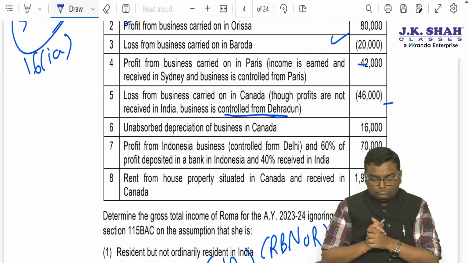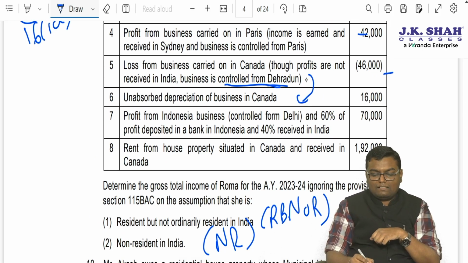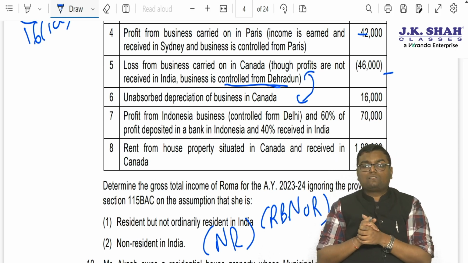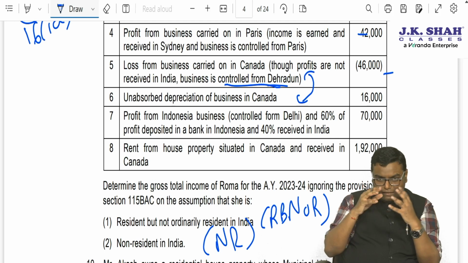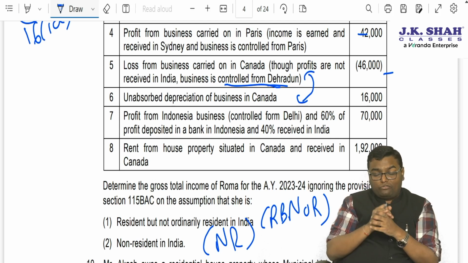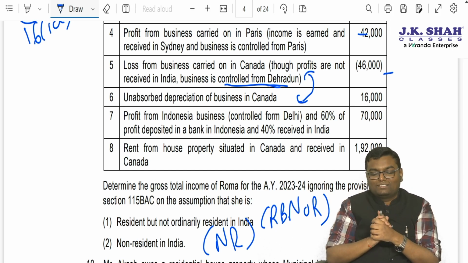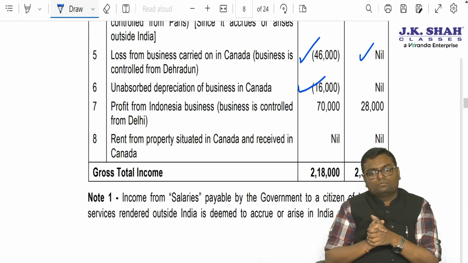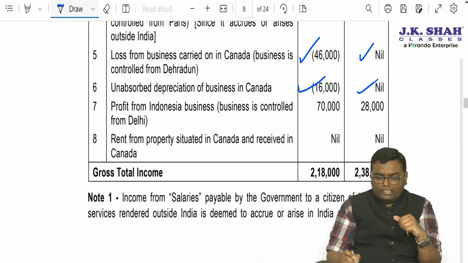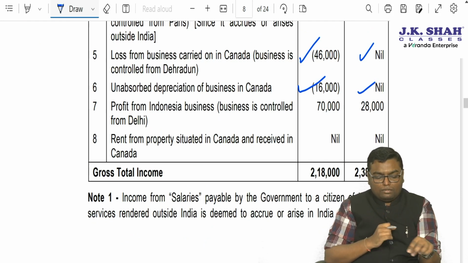Right? Unabsorbed depreciation of the business in Canada, of the same business, there is unabsorbed depreciation also. Can I say the same point? If the business is within the scope of income tax act for RBNOR, then expenditure is also within the scope. So even this 16,000 unabsorbed depreciation can be deducted by RBNOR. But for non-resident, nothing to do because this business is not under the purview of scope of income for a non-resident.